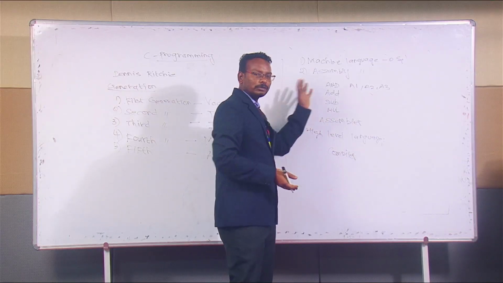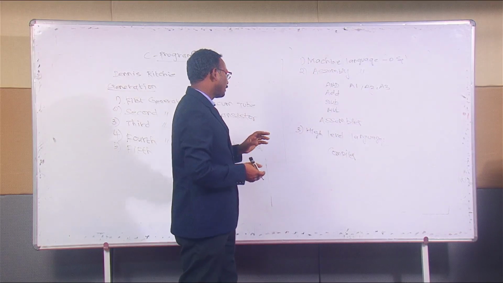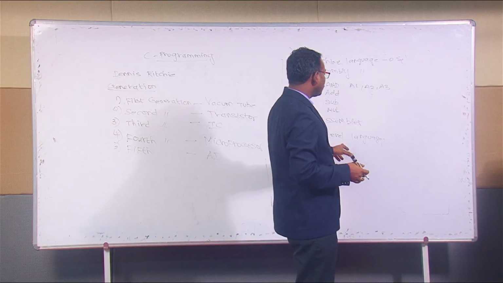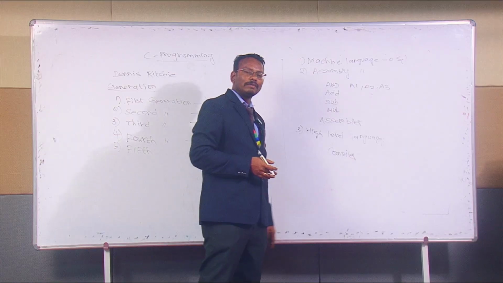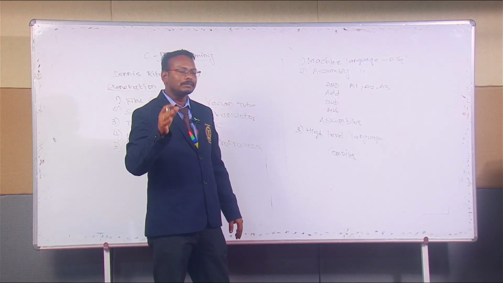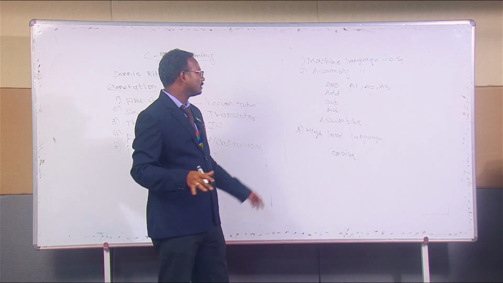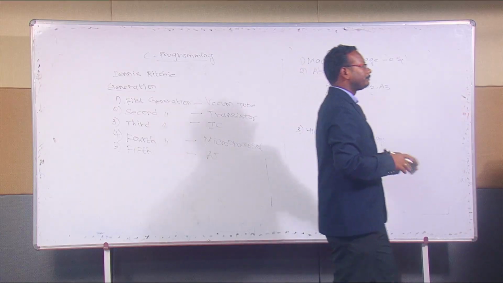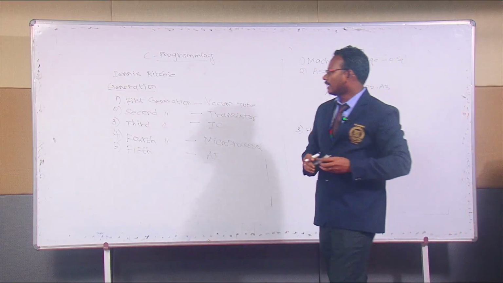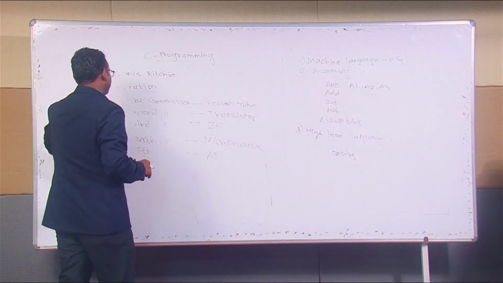This is the main introduction before we enter into C programming. So the compiler will convert the high level language into the low level language. Low level language is understood by the machines, like zeros and ones. This is the introduction. Next, we are going to see what C programming is.